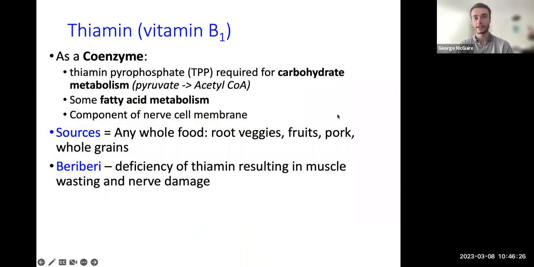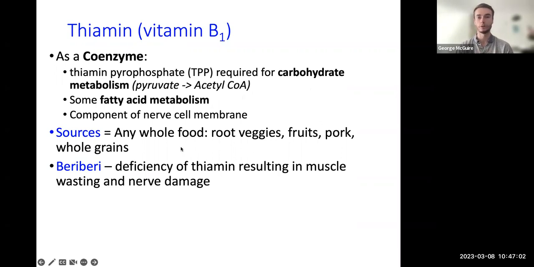So first off, thiamine, aka vitamin B1. This is a coenzyme. It's required for our carbohydrate metabolism. So this is needed in order for us to transform pyruvate, that 3-carbon sugar that was made from breaking apart glucose, turning that into acetyl-CoA, which is 2 carbons with this coenzyme attached. It also plays a role in some of the fatty acid metabolism and is a major component of our nerve cell membranes. So it plays a big role in our ability to transduct information through our thoughts, right, and motor control.